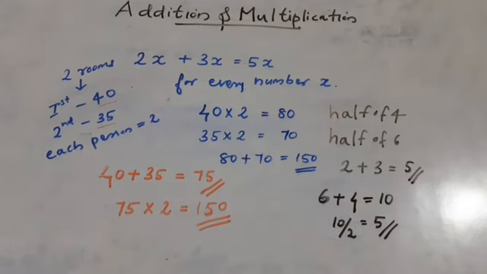So this is equal in the case of multiplication by fractions also. So our finding is multiplying two numbers by a number separately and adding give the same result as multiplying their sum by the number.